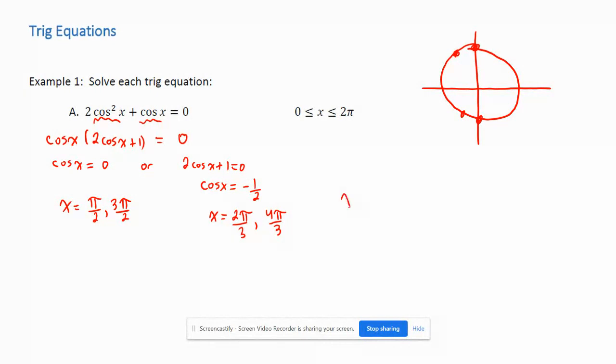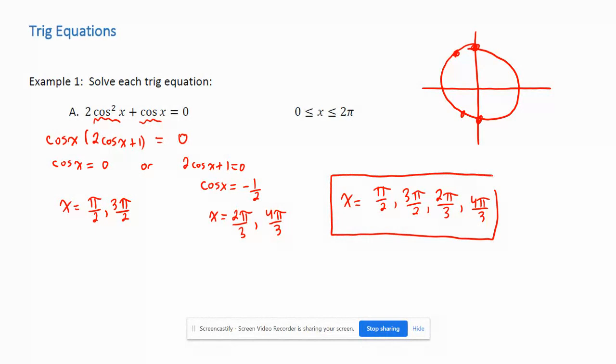Okay, so our solution is going to be x equals pi over 2, 3 pi over 2, 2 pi over 3, and 4 pi over 3. Okay, and this would be the solution for this equation over here.